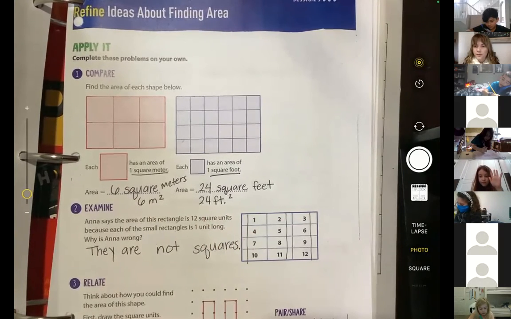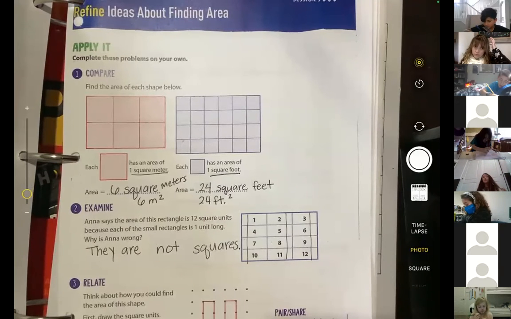Okay, Sophia F. Can I put the units have to be squares? That okay? Perfect. That sounds good. I like you using your own words there. Okay, so make sure you write that.